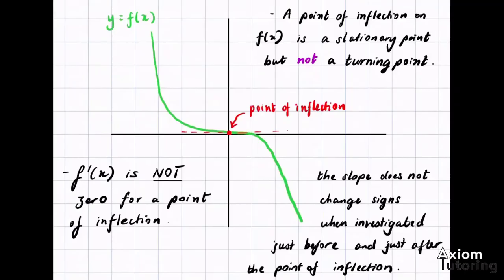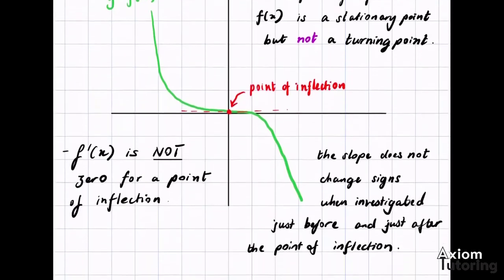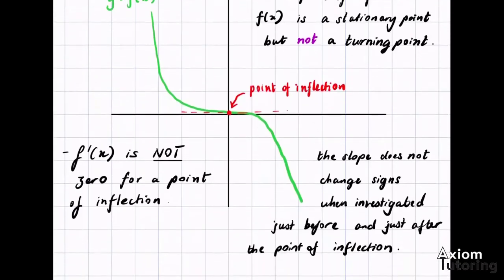So it is a stationary point, but it is not a turning point. For the point of inflection, if we look at the gradient of our curve just before and just after, we can see that even though the curvature is changing, the sign of the slope does not change. So the gradient is either staying positive or it's staying negative.